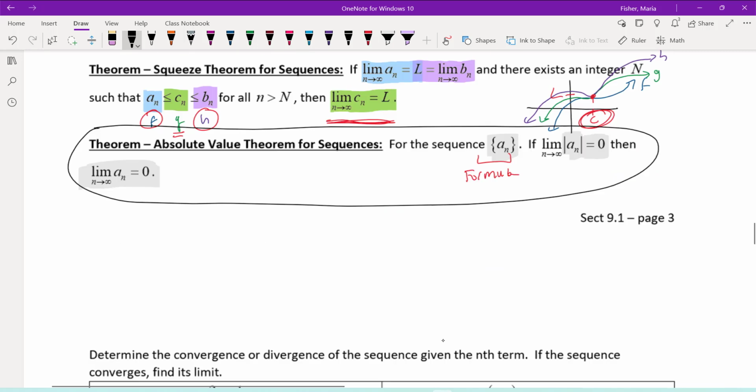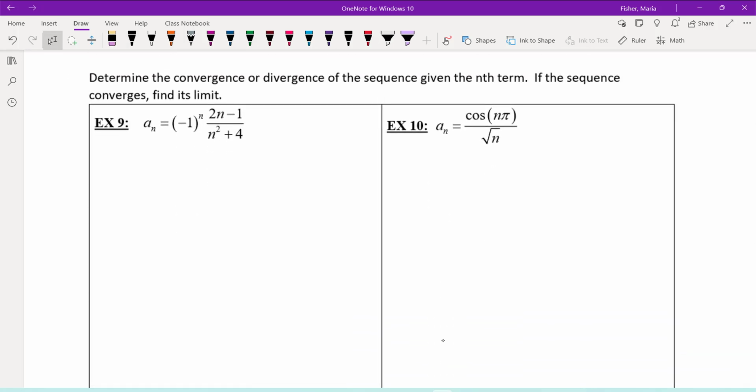Let's look at examples 9 and 10. 9 and 10 have the same directions: determine the convergence or divergence of the sequence given the nth term, and if it converges, find its limit. Well, I look at number 9 and I notice that this one alternates, because a sub n equals (-1)^n times (2n - 1) all over (n^2 + 4).